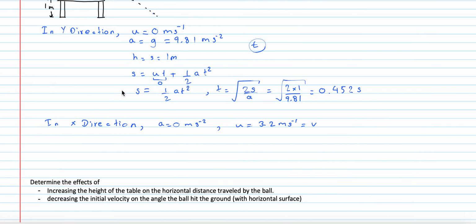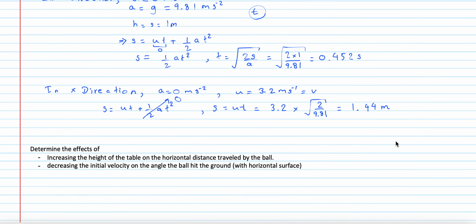Okay, so we can use this same equation here, s equal to ut plus half at squared. However, here a is 0, so all this part goes to 0, so we're left with s equal to ut. For the accuracy, I'll just use this rather than the decimal. So in the x direction, u is going to be 3.2 and t is going to be the square root of 2 over 9.81. And when you calculate that, you'll get around 1.44 meters. Okay, we're done. Let's move to another.